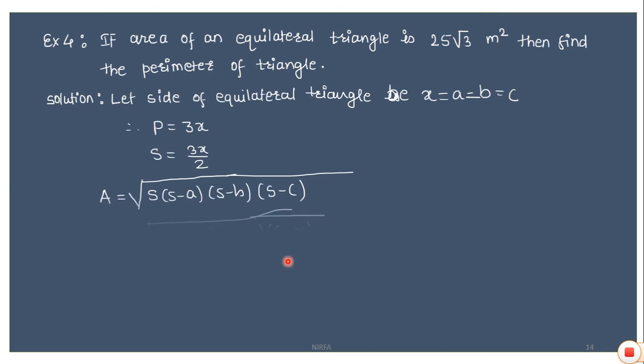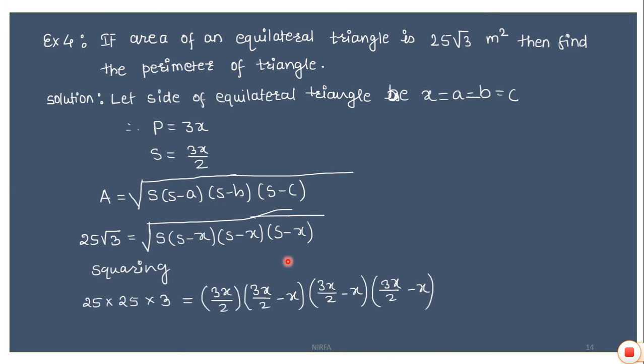Now let us try the solution of this example. So here the sides we have assumed are x, so p equals 3x, therefore s is equal to p by 2, which becomes 3x by 2. Now we know Heron's formula, you write the standard Heron's formula here. The area is already given to you, you put it here, and put the value of s as 3x by 2 in each bracket.